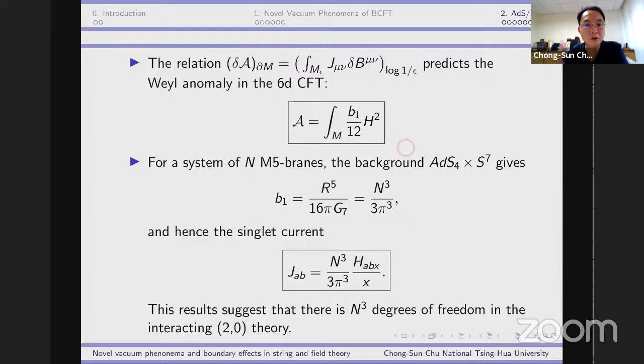We can try to apply this, for example, to the six-dimensional conformal field theory living on N M5-branes. This is a system which is very interesting, but still very mysterious. This CFT is dual to M-theory on AdS4 times S7. So you substitute back the radius and Newton constant, etc. Then you find that this coefficient B1 is just scaling with N, in the large N limit, as N cubed. So that means the U(1) current takes this form with N cubed.